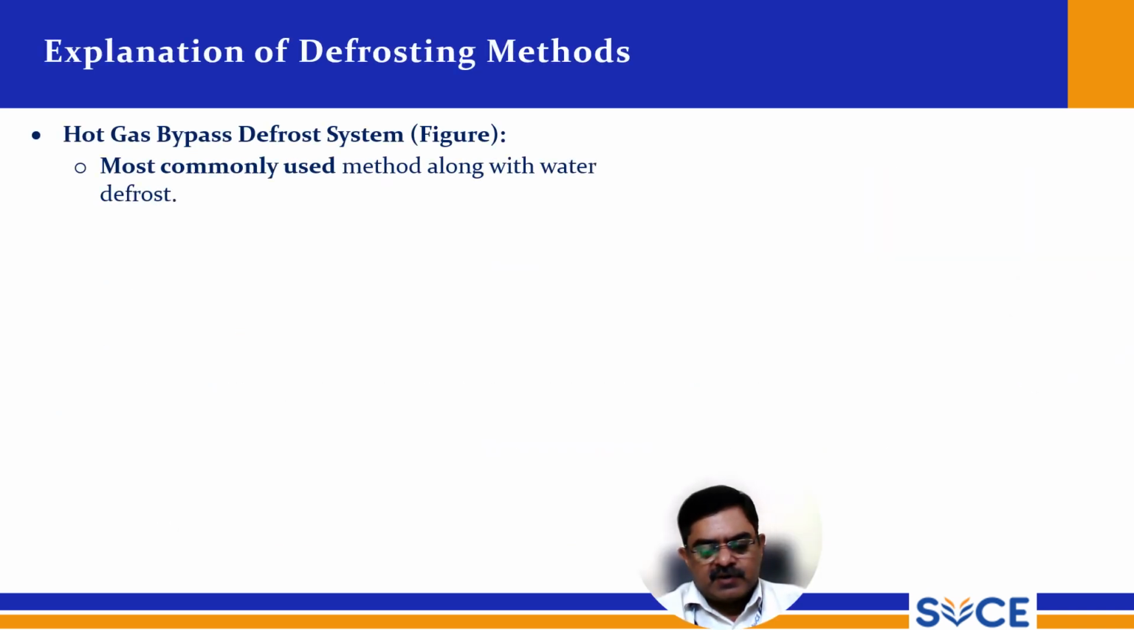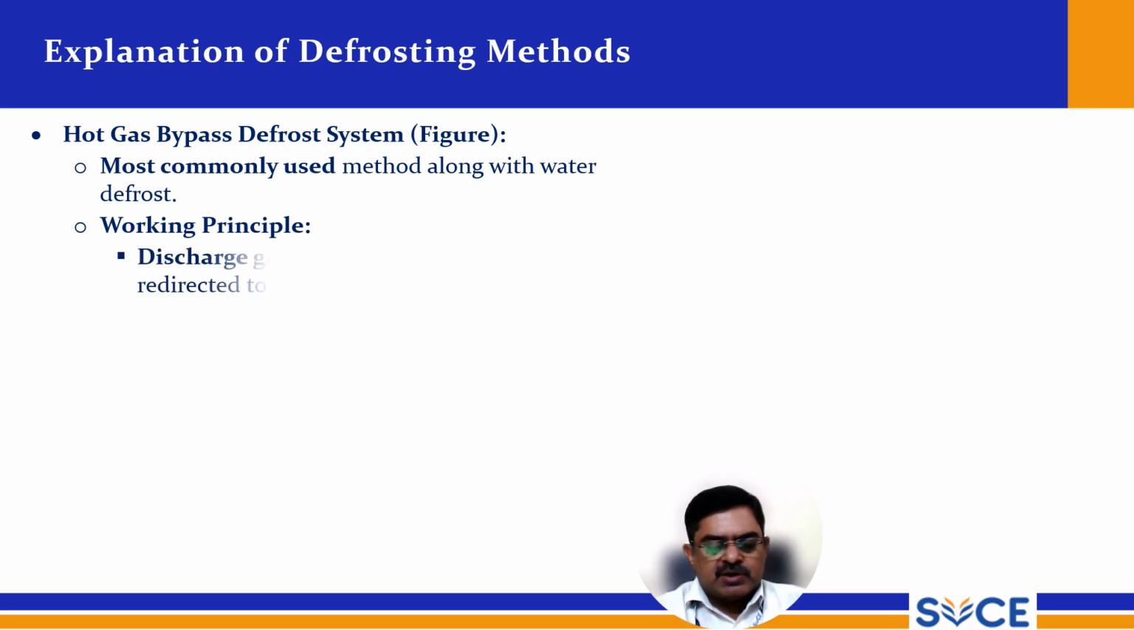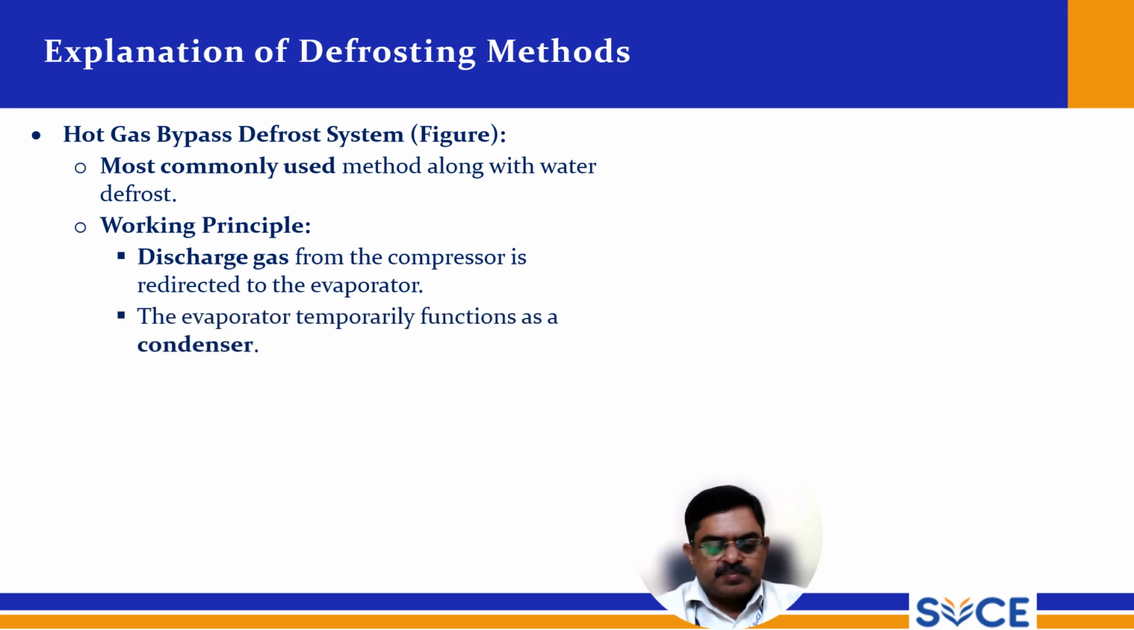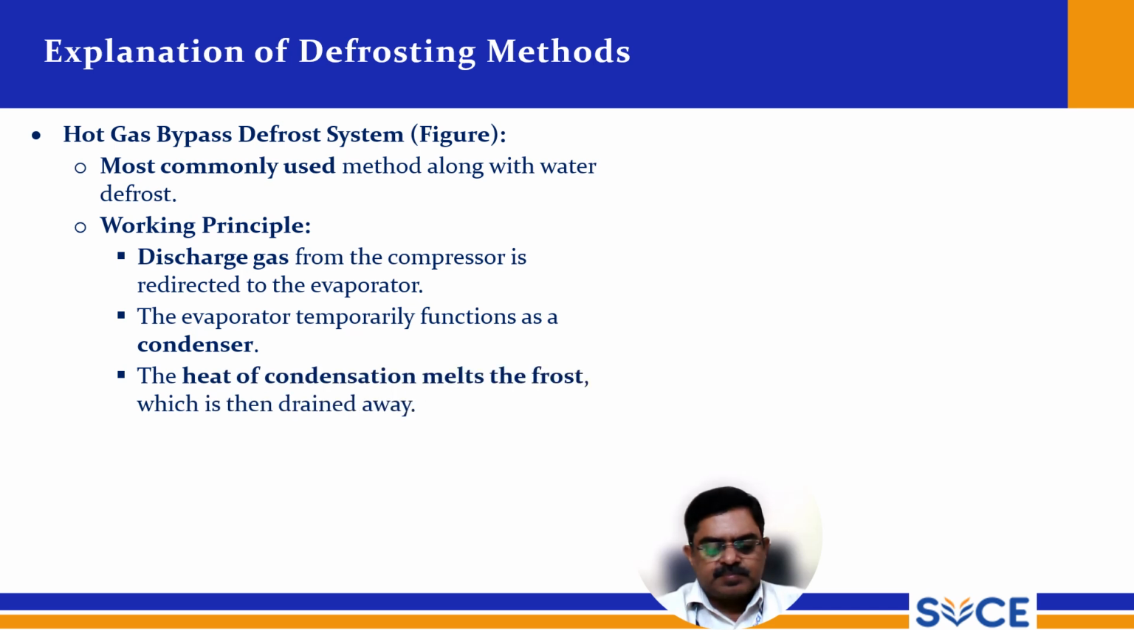Hot gas bypass defrost is another method, where hot gas is blown through the evaporator coil. It is the most commonly used method along with water defrost. The working principle: discharge gas from the compressor is redirected to the evaporator. The evaporator temporarily functions as a condenser, and the heat of condensation melts the frost, which is then drained away.